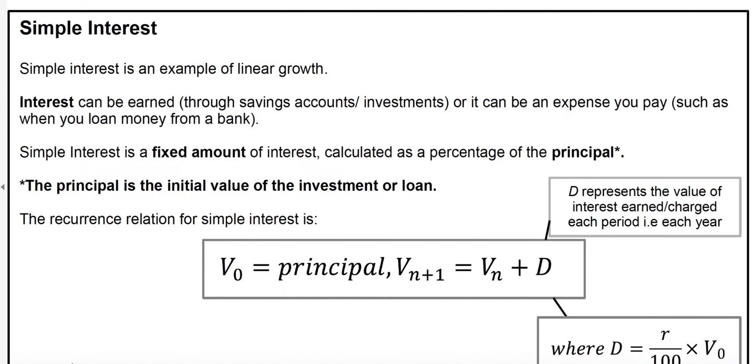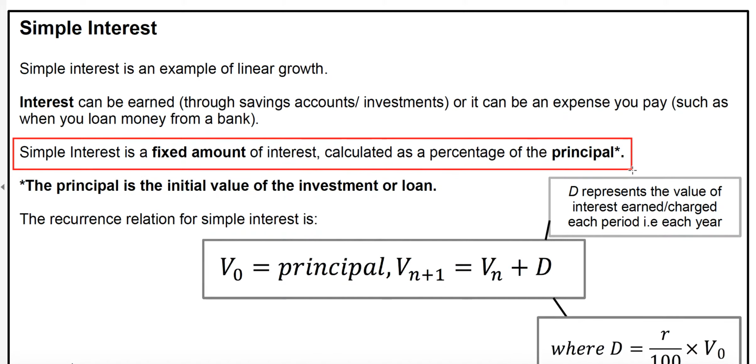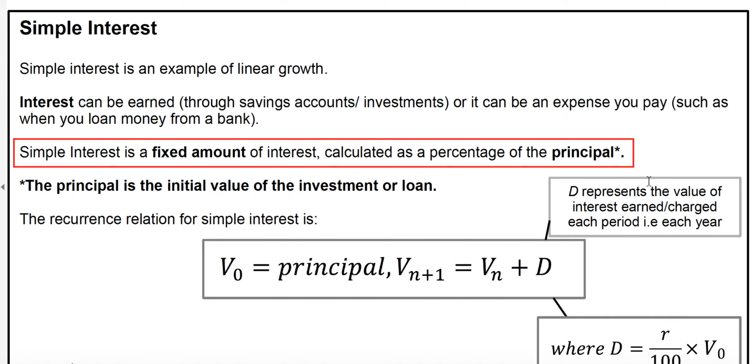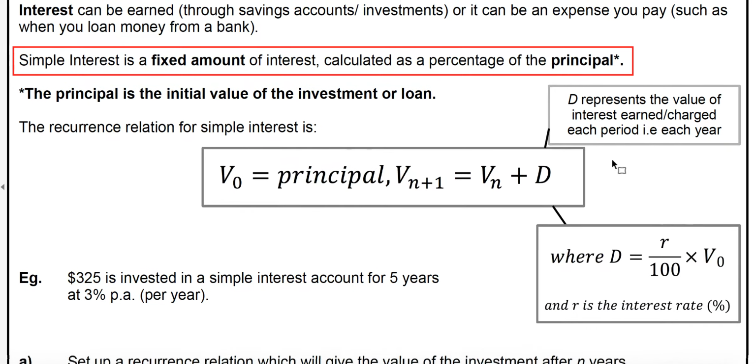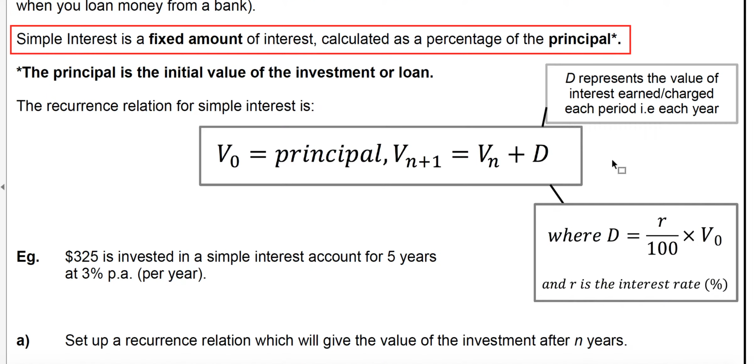So simple interest is just put a little box around this, because this is where it differs from the other type of interest, the compound interest. It's a fixed amount, so the amount that you're paying or amount you're earning doesn't change week on week or year on year. It is the same amount, and it's always calculated as a percentage of what was put in, and we call that the principal. If it's not the initial amount that you put in, it's the initial amount that you borrowed.